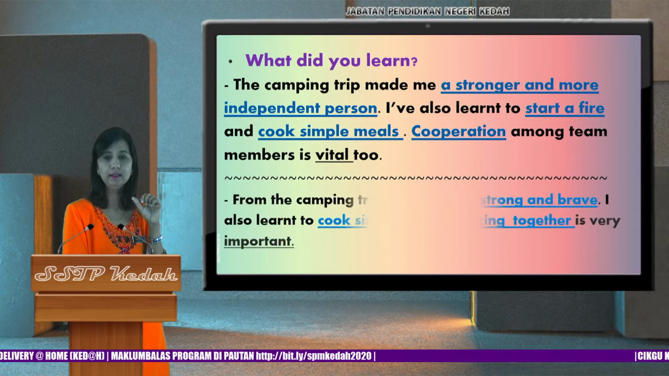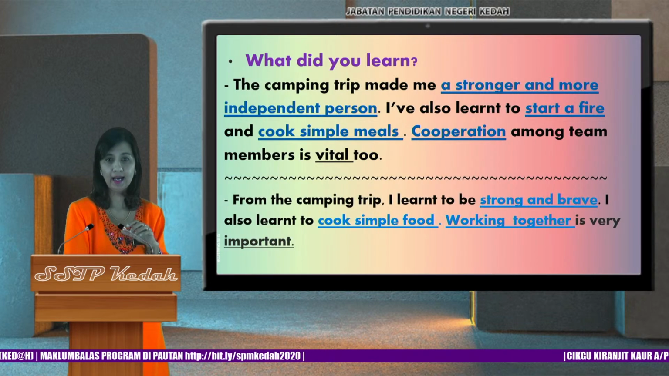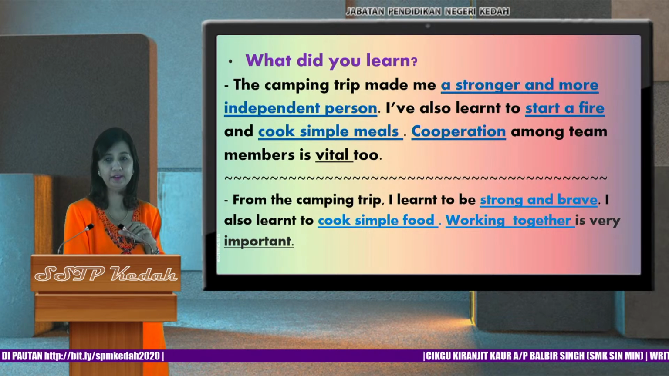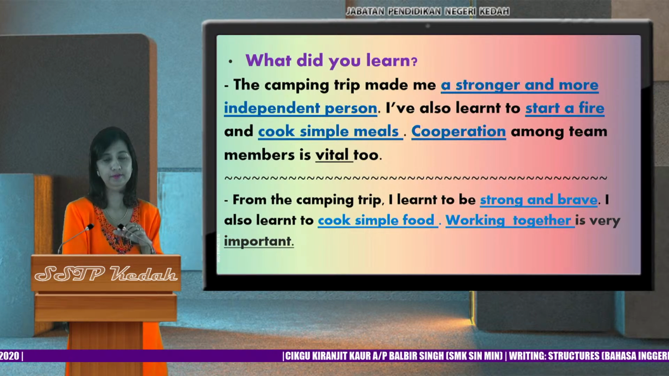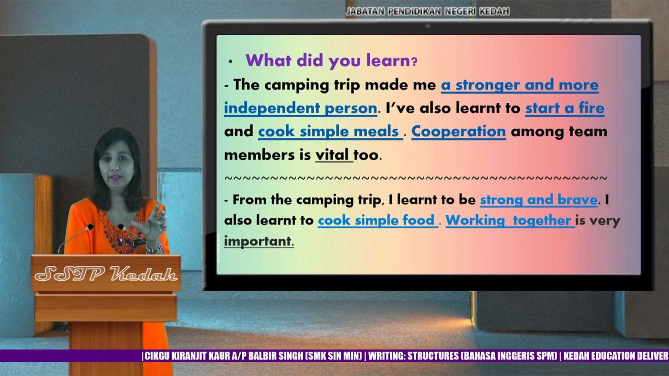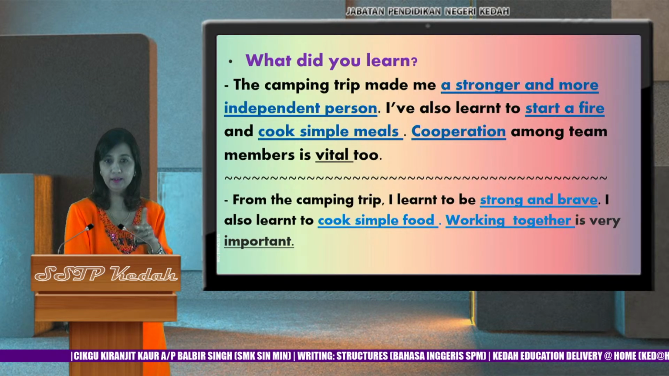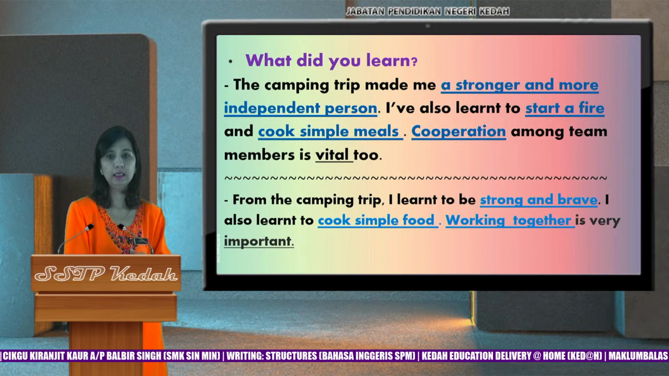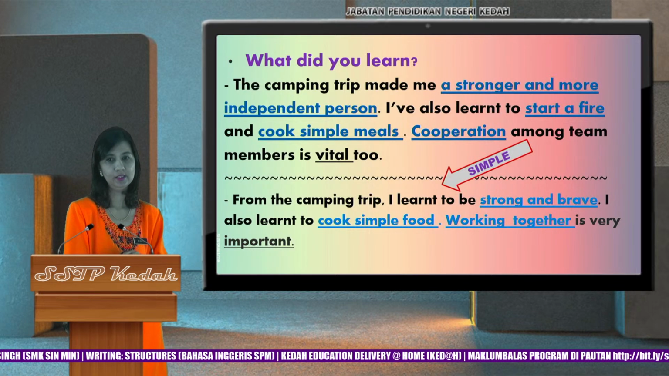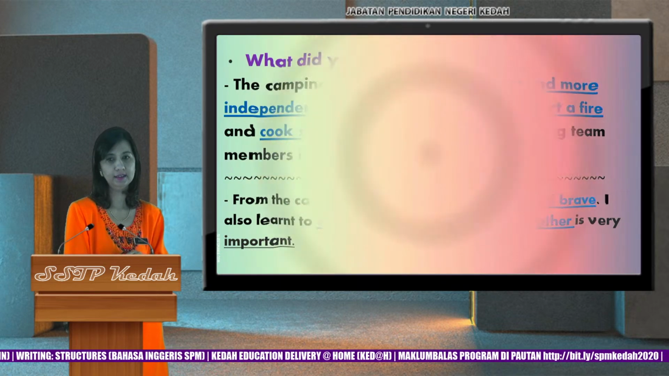There is also a simple way to write the same idea. Okay, from the camping trip, I learned to be strong and brave. I also learned to cook simple food. Working together is very important. So cooperation, working together, they mean the same. Vital, important is the same meaning. Okay, right. So this is a simple way to write.